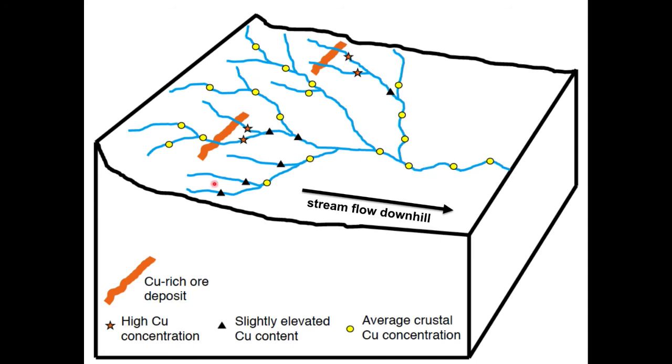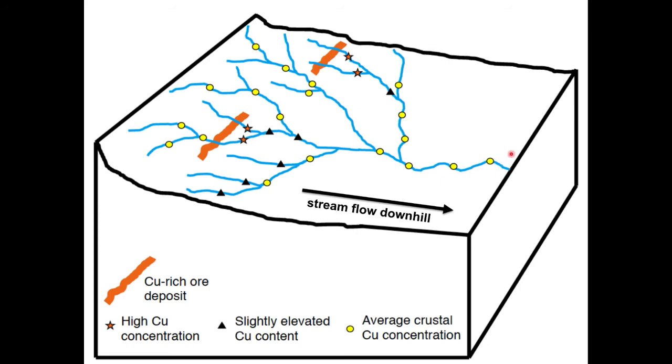So you're looking now at the surface in this part of the diagram, where all of the blue are rivers or streams, and then this would be the side profile. Each of the symbols is an area where a geologist collected a sample of soil or a sample of sediment from the bottom of the stream.